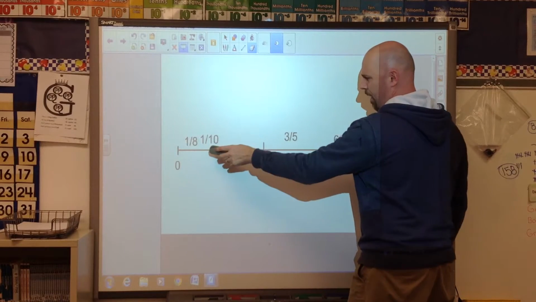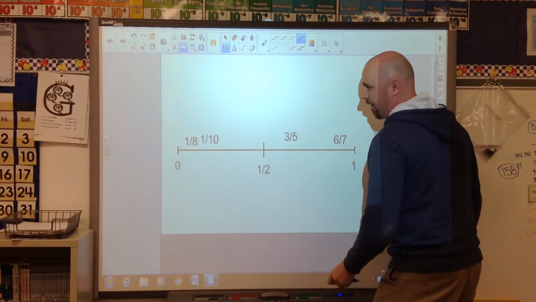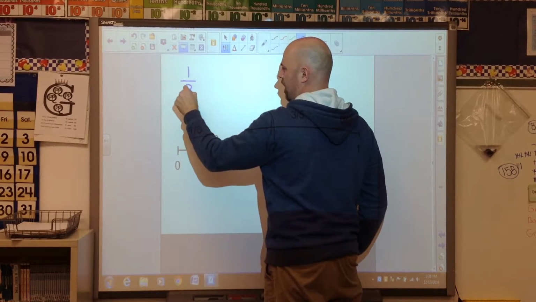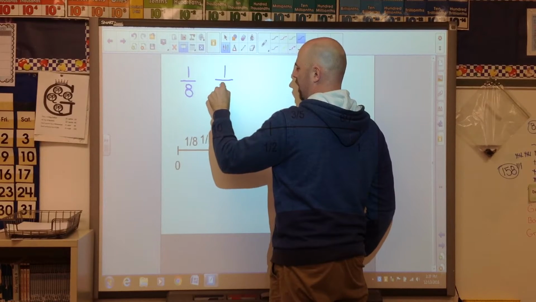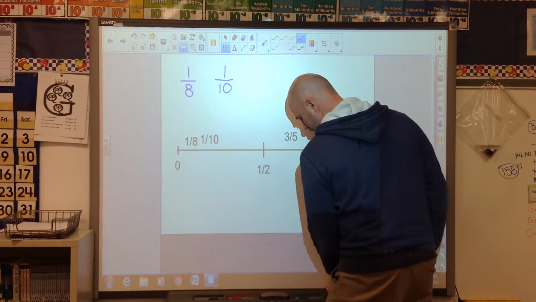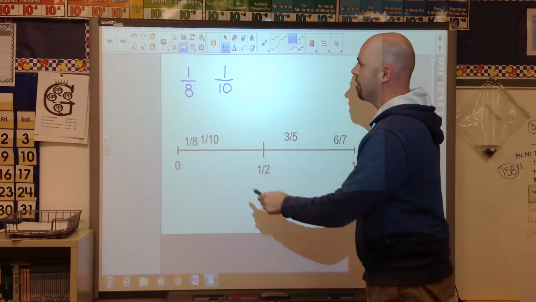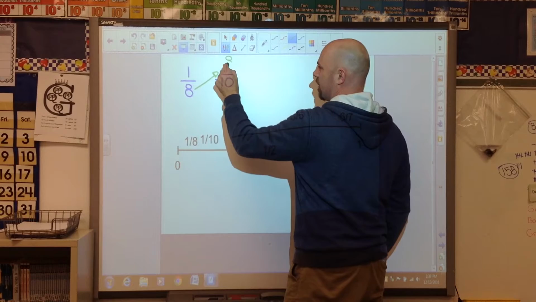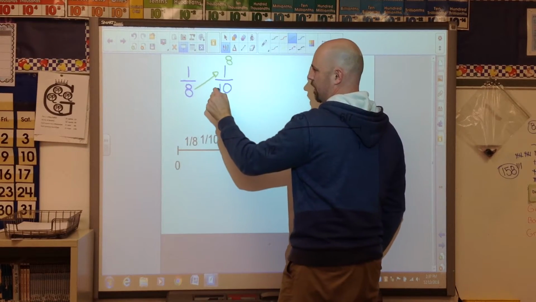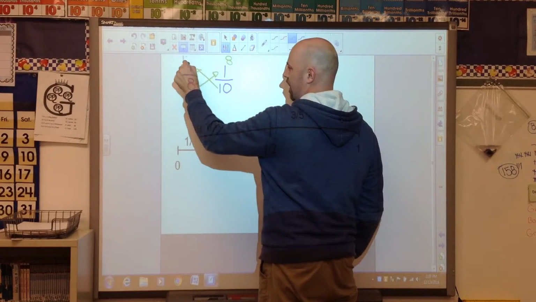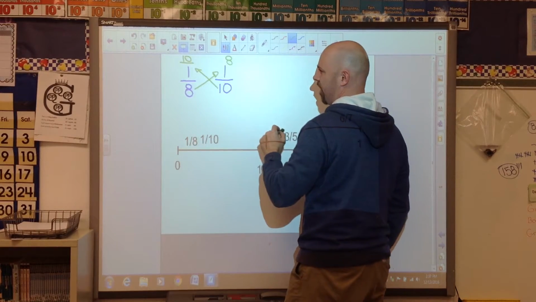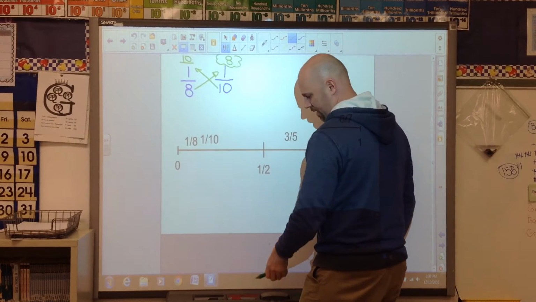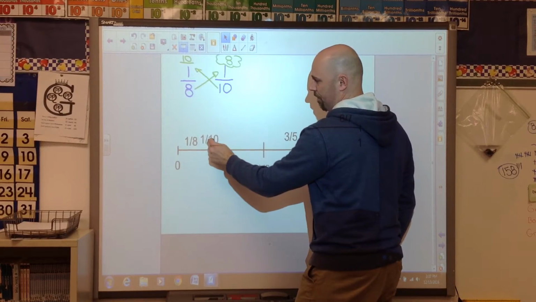Now let's deal with this problem I have down here with these two guys. I've got 1/8 and 1/10. Let's use that cross multiplying and see if that can help us. Okay, 8 times 1 is 8. So I have an 8 above this fraction. 10 times 1 is 10. I have a 10 above that fraction. This guy right here is my smaller number, which means that guy is my smaller fraction. I need to flip-flop these.